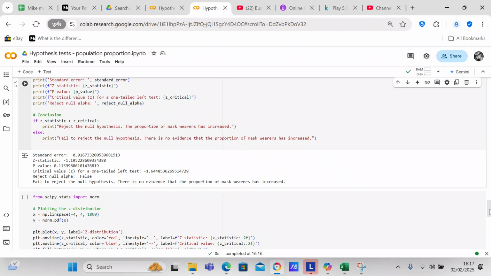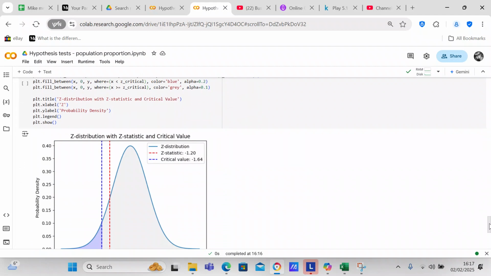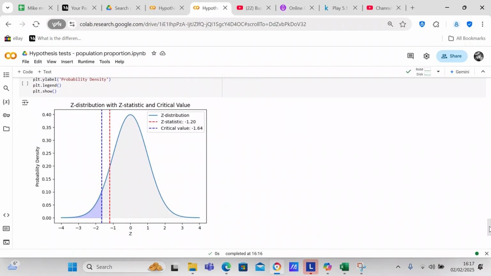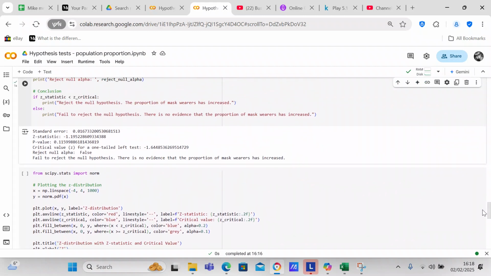You can see that the z-statistic, negative 1.195, is not less than the critical value of negative 1.64. We're going to use matplotlib to plot it. So you've got your z distribution, which is a normal distribution, and you've got your z-statistic, which is in red, and then you've got your z critical value, which is negative 1.64. And so you can see that the negative 1.20 is not in the rejection region, and since it's not in the rejection region, you cannot reject the null hypothesis.